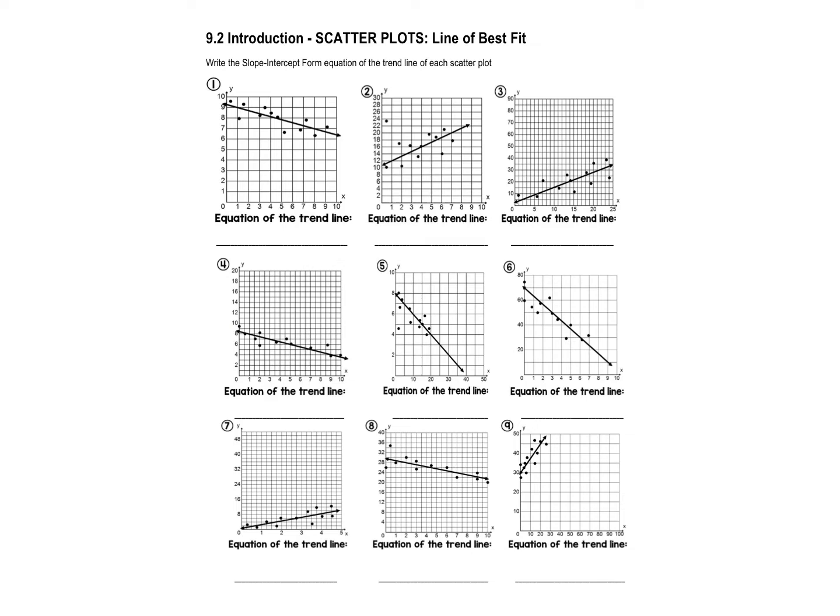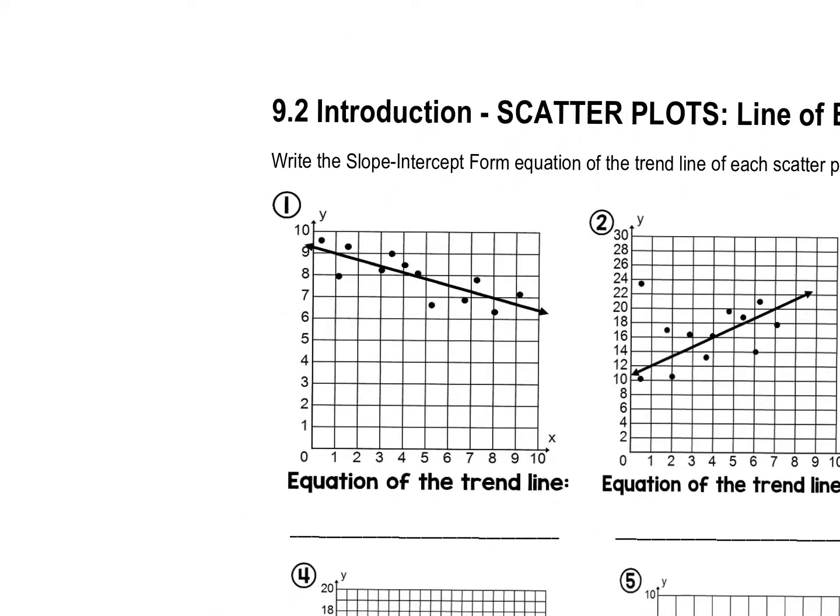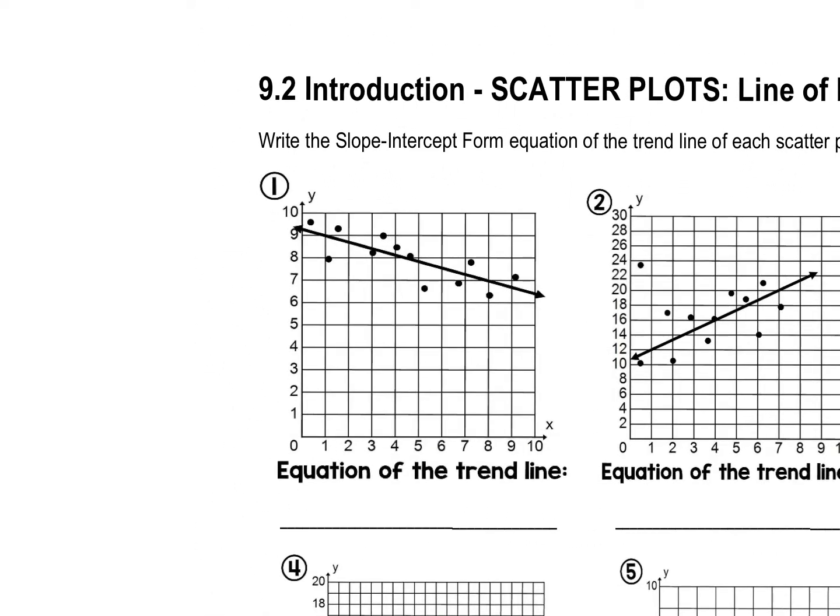Now a scatter plot is a graph where we just have points, and a line of best fit is a line that we've drawn to try to fit as many of the points as possible. So basically the line is drawn through the middle of the points and as best as we can do. Let's go ahead and write a few equations. When you do equations for lines of best fit, you're just trying to write the best equation that you can.